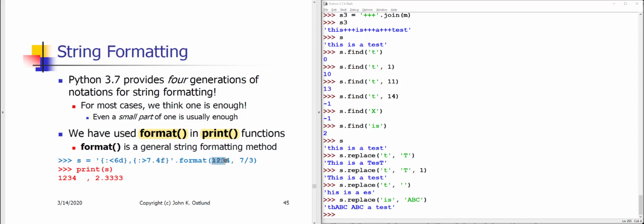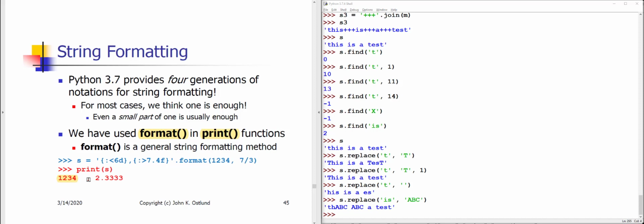So if my first argument is the integer 1, 2, 3, 4, that's going to get formatted according to this format specification. It's going to be left justified in a field that is 6 characters wide. And it won't let me highlight the spaces. All right, so that first field is 1, 2, 3, 4 space space.